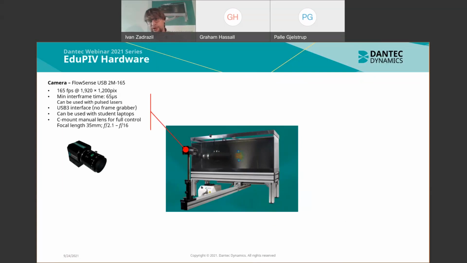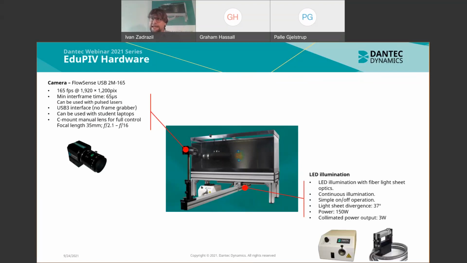This camera can also be operated in a double frame mode. However, for that case, you would need a double pulse laser, so it wouldn't be an Edu PIV system anymore. It uses a USB 3 interface, so there are no frame grabbers, and you can use it just with a laptop. I often use Edu PIV with the laptop from which I'm doing this presentation. And of course, the camera is equipped with a lens.